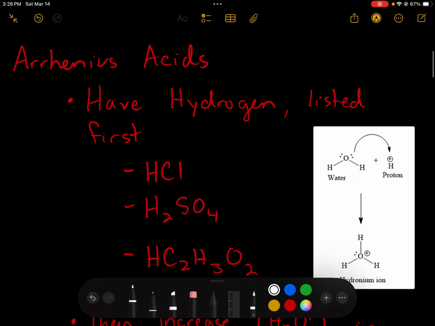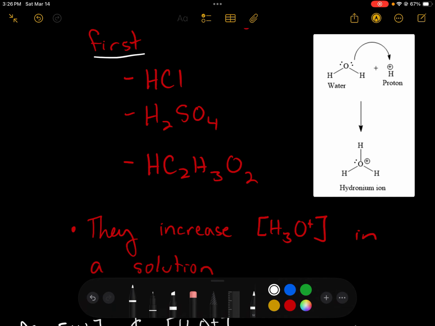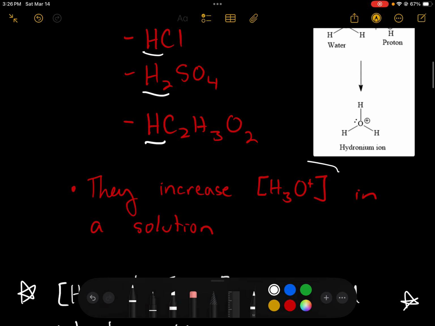So as a reminder, an Arrhenius acid is something that has a hydrogen, and it's usually listed first in the compound. So a couple of examples of Arrhenius acids would be hydrochloric acid, HCl, sulfuric acid, H2SO4, acetic acid, HC2H3O2, and all of them have hydrogen, and it is listed first in the compound. But Arrhenius acids don't just have hydrogen. Specifically, to be qualified as an acid, they have to increase the concentration of H3O+ in a solution.